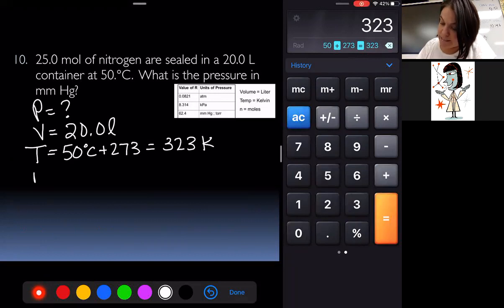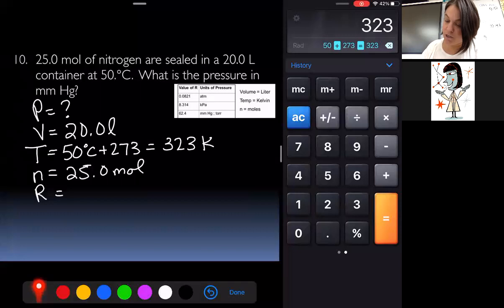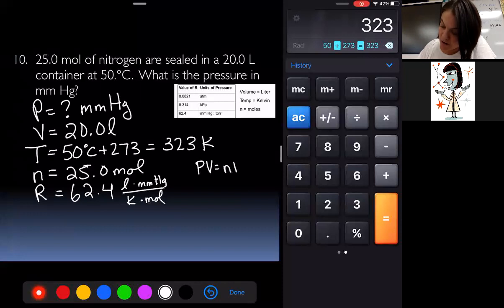n is the number of moles, 25.0 moles. And my R value is what I need to look on the chart for. In this case, it says, what is the pressure in millimeters of mercury? That's kind of important, that it's looking for the pressure in millimeters of mercury because I want to make sure I use the correct R value. The R value in this case is going to be 62.4. And again, if you want to know, that is liters times millimeters of mercury over Kelvin times mole for that R value.